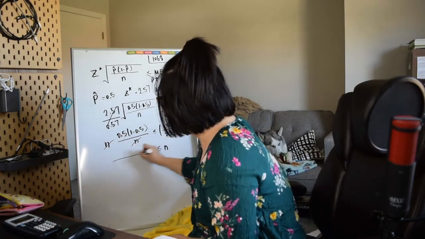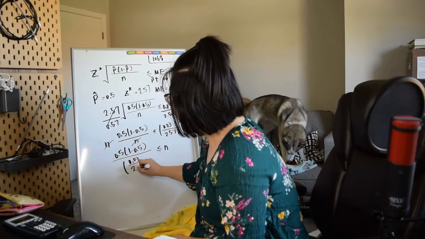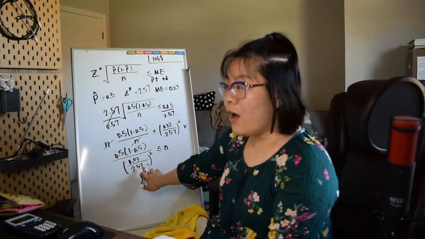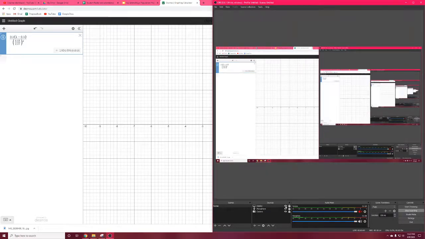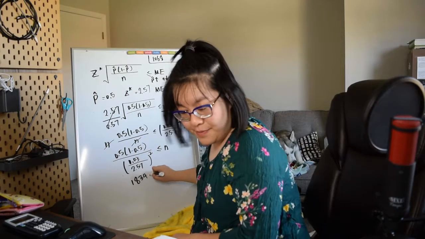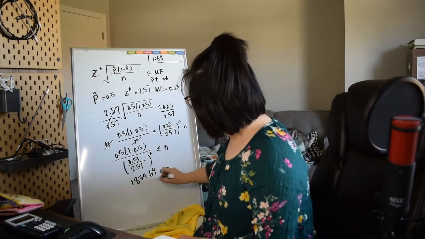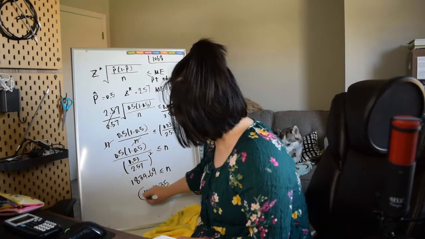So n is greater or equal to 0.5 times 1 minus 0.5 divided by 0.03 over 2.57, squared. And I'm gonna put the whole thing in the calculator. Okay, so over here, change it back to 0.5. And the confidence level is 2.57. It's 1834.69. So over here n will be greater or equal to 1834.69. Okay, and then the integer greater than that will be equal to 1835. That will be your answer.